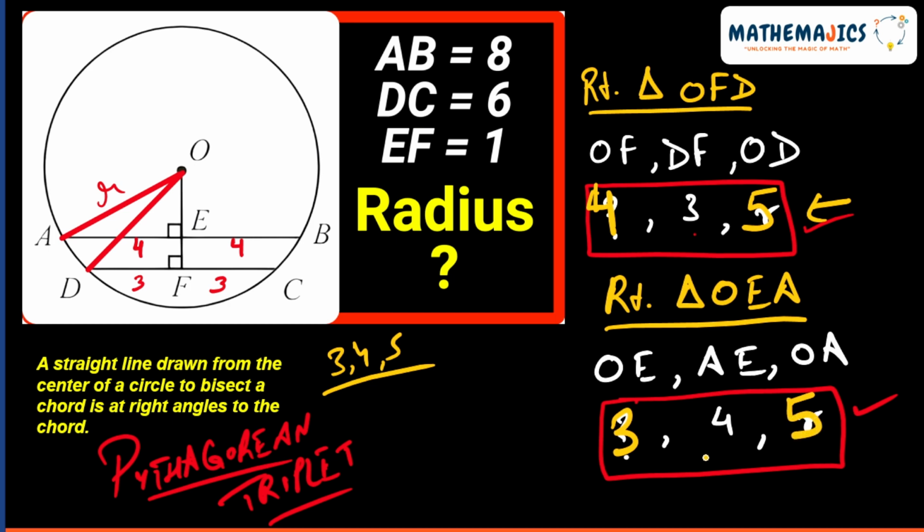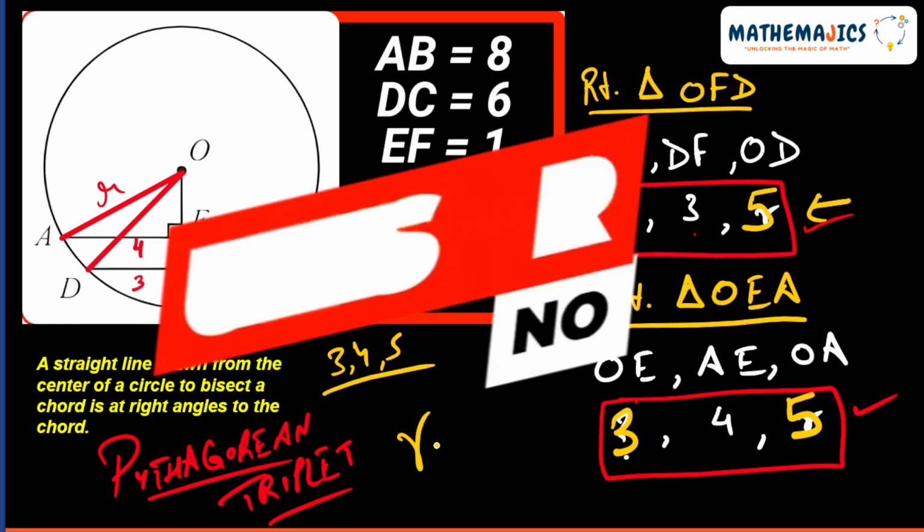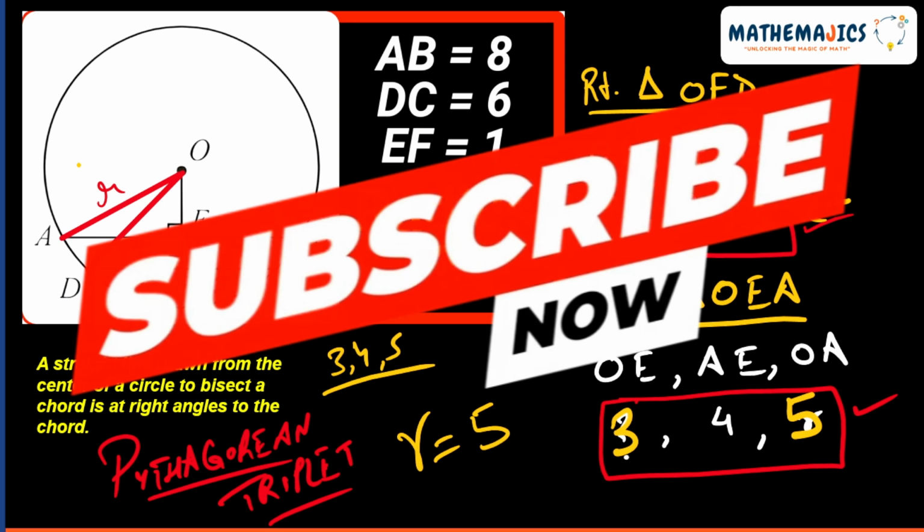So there is no need of calculation. If you are good with remembering Pythagorean triplets, we can easily find the answer. So according to this, the radius will turn out to be 5 units. This will be our final answer.